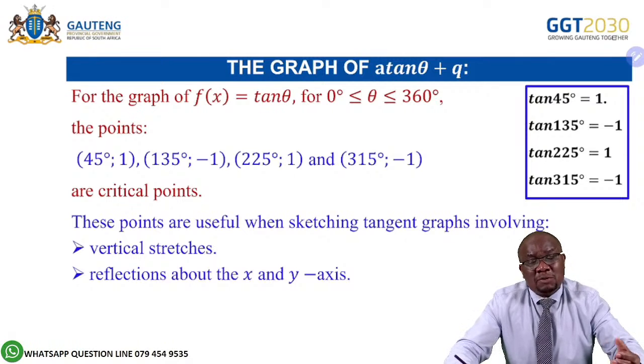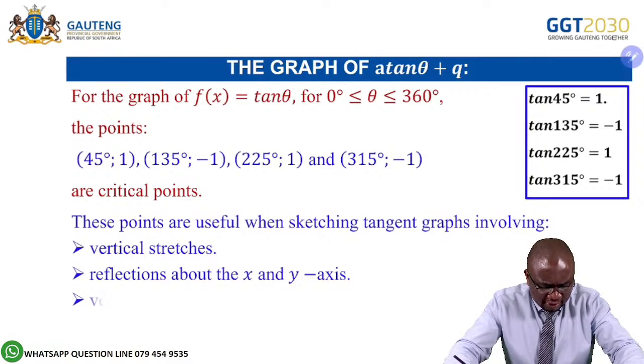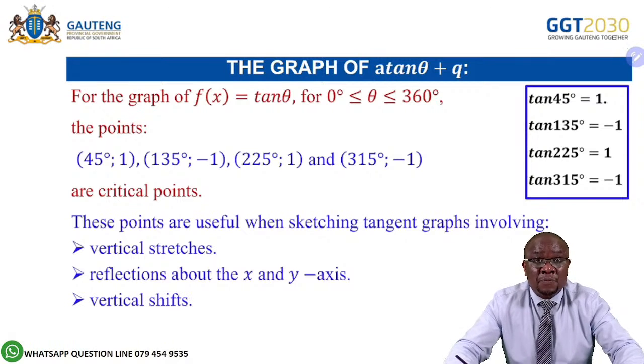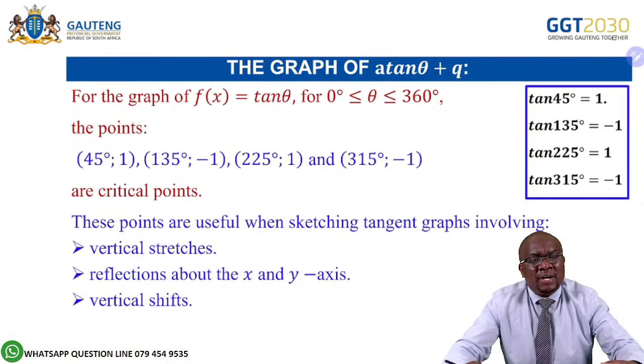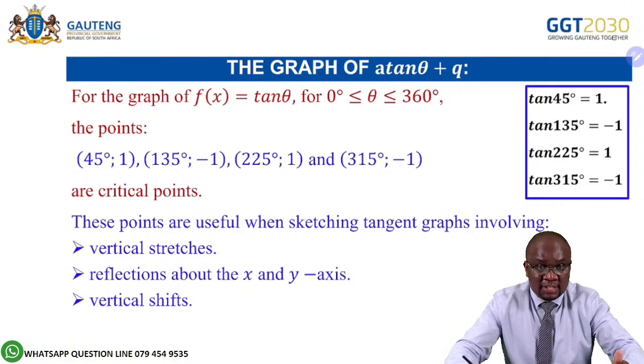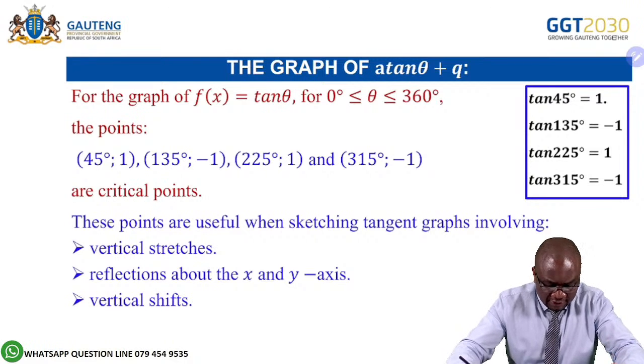Like on this lesson, we're going to talk about reflection on the x-axis later, right? And then we have vertical shifts also, the effect of Q. We have seen in the other graphs that Q causes a vertical shift, upwards or downwards. You see that? So these critical points are very, very important when it comes to these transformations, right?